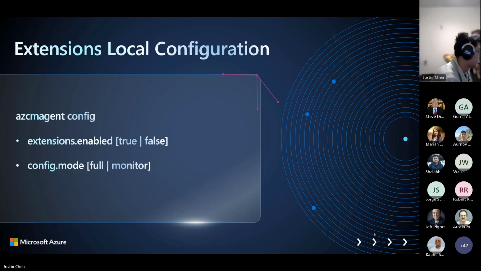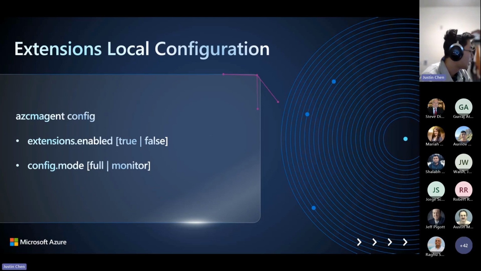And the other two that are sort of tangentially related to the extension scenarios are extensions.enabled and config.mode. Extensions.enabled is a way for customers to directly interact with the extension service that lives on the machine and manages the lifecycle of extensions. And if you don't really care about the granularity of setting specific extensions and you just want to disable or enable the entire service as a whole, this is the way you would do it.